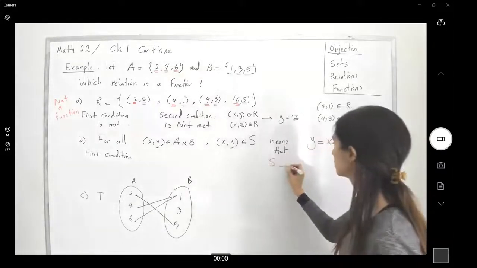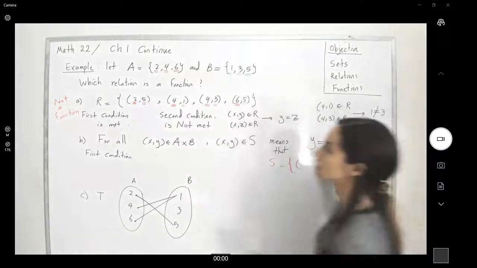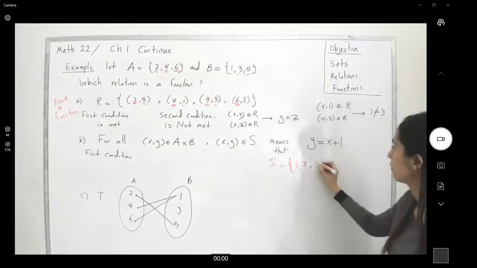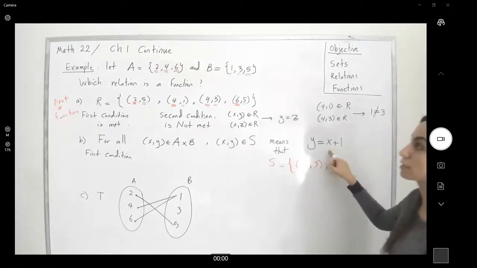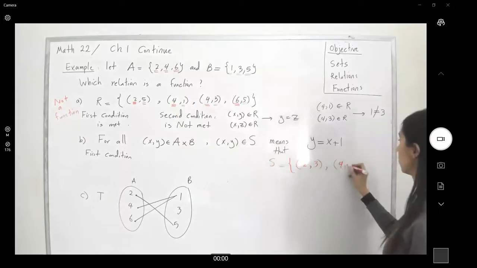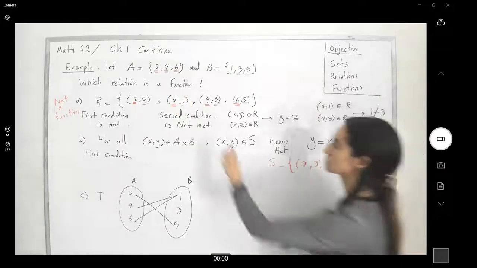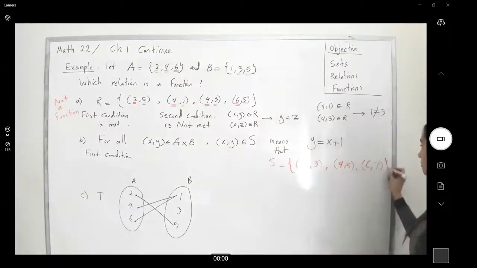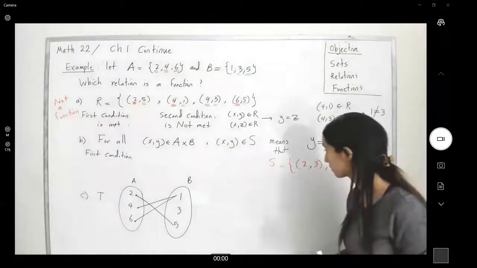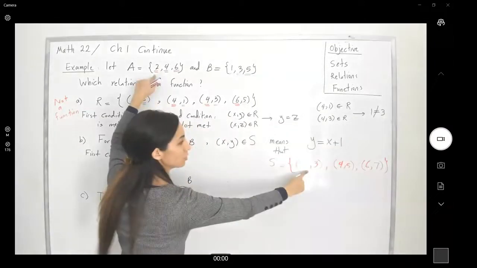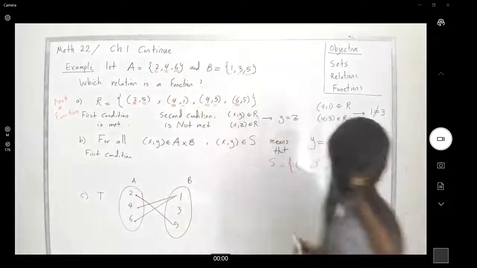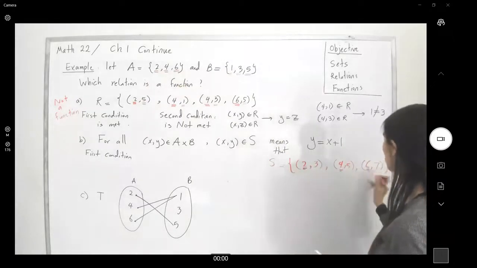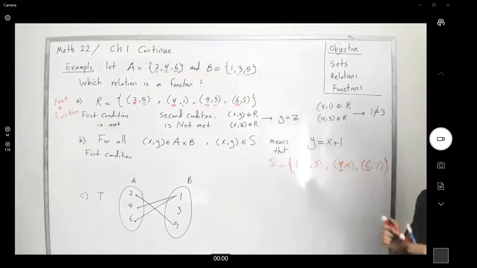Your S is equal to: if X is equal to 2, your Y is equal to 3. If X is equal to 4, your Y is 5. If X is equal to 6, your Y value is 7. Take a look at this: 2, 4, and 6. We don't have any problem with the first elements. We took them all from the first set. Our problem is with the second elements.